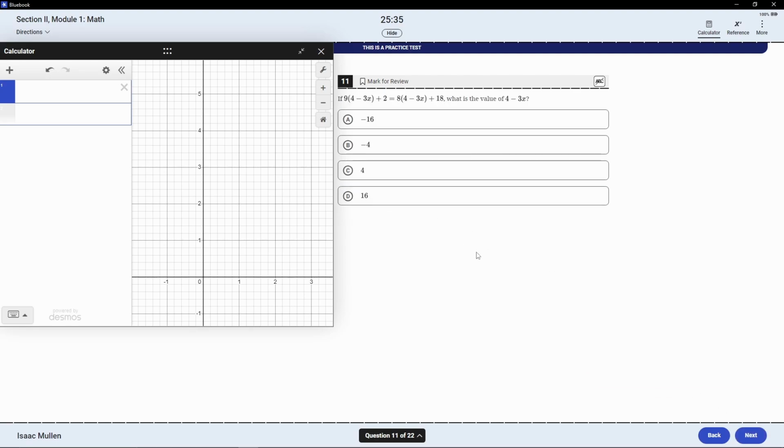If 9 times (4 minus 3x) plus 2 equals 8 multiplied by (4 minus 3x) plus 18, what is the value of 4 minus 3x?